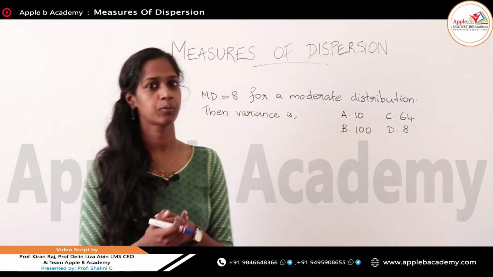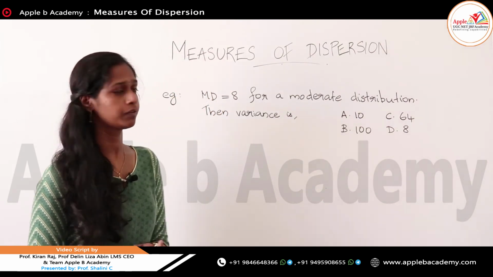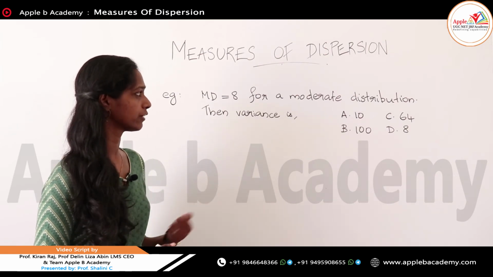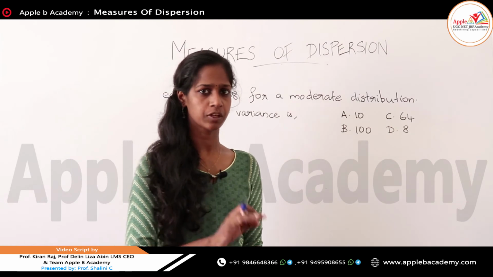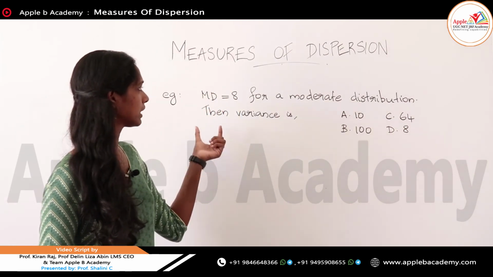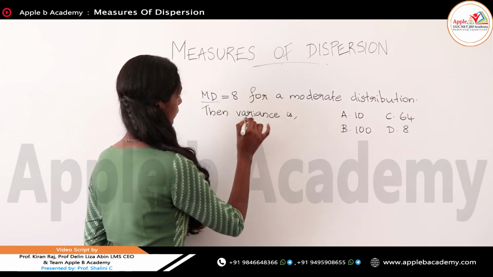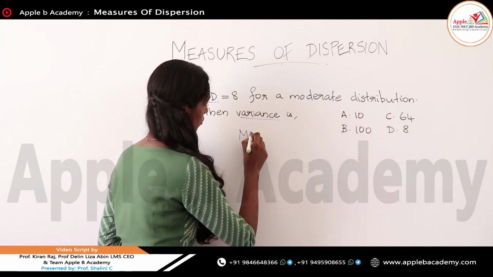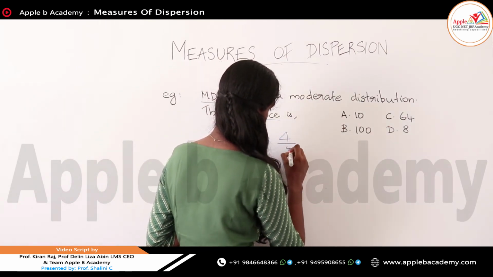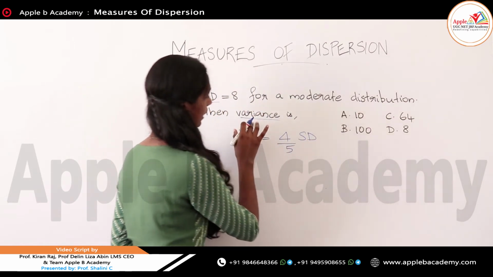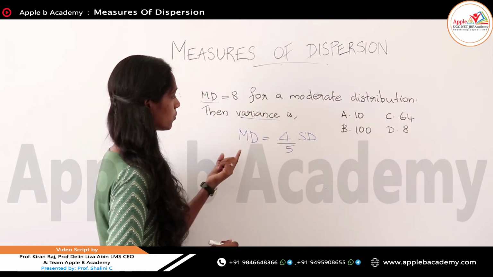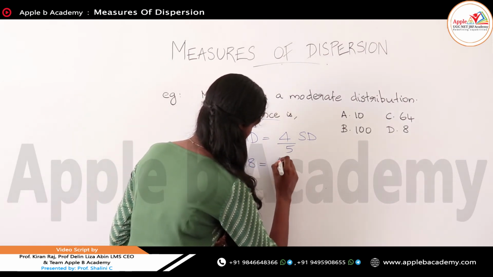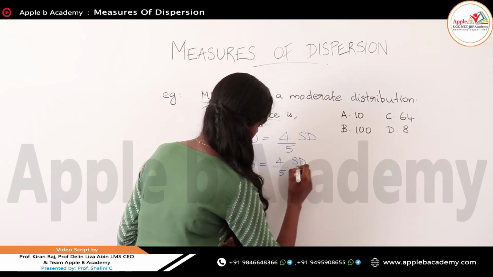So now that we have seen the properties of the measures of dispersion, let's move on to a few problems. If MD equal to 8 for a moderate distribution, what is the value of variance? The properties that we have seen are for a moderate distribution. What do we know about the relationship between mean deviation and variance? We do not have a direct relation, but we have mean deviation equal to 4 by 5 standard deviation, and we know that variance is standard deviation square. We know mean deviation is equal to 8, so 8 equals 4 by 5 standard deviation.